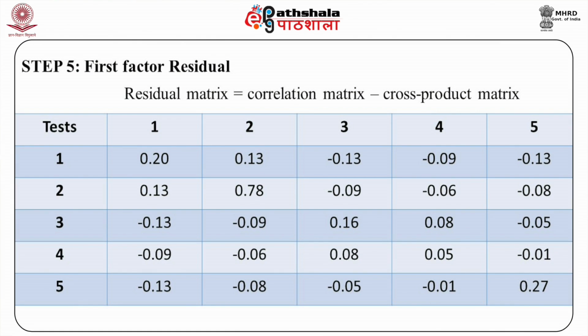4 and 5, the first factor residual matrix is 0.20, 0.13, minus 0.13, minus 0.09 and minus 0.13; 0.13, 0.78, minus 0.09, minus 0.06 and minus 0.08; minus 0.13, minus 0.09, 0.16, 0.08 and minus 0.05; minus 0.09, minus 0.06, 0.08, 0.05 and minus 0.01; and for test 5, minus 0.13, minus 0.08, minus 0.05, minus 0.01 and 0.27.